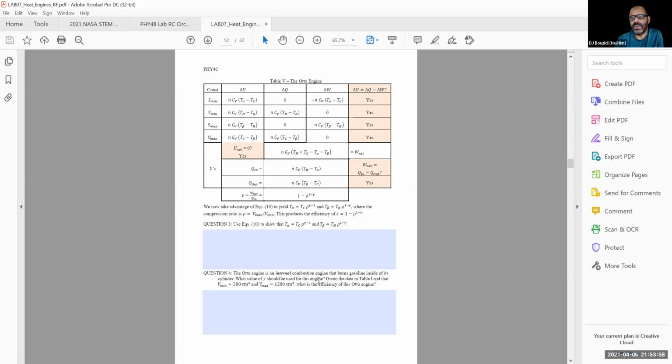Okay, so we need more numbers in here. Oh, we have T alpha, we have TC, we have a lot of the numbers in here. So we can find what this efficiency is actually, because we can find what the W net is. We can find what the Qn is. Once we find what the efficiency is, we're going to just solve this equation for gamma, basically, okay?